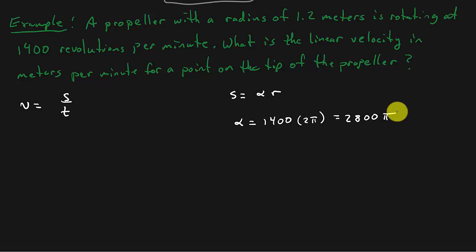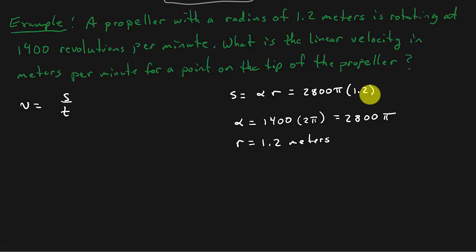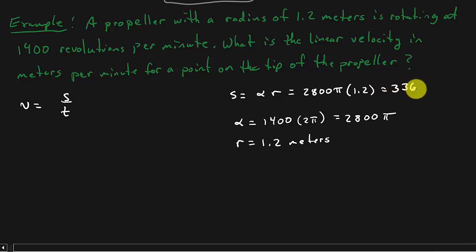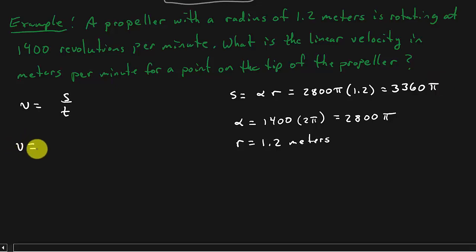And remember, that's radians. And do we know R? Yes, let's see. R, they tell us, is 1.2 meters. Okay. So S would be what? 2800 pi times 1.2. That's all S is, the arc length. So let's see, we got 2800 times 1.2. That is 3360 pi. So that's S. And so we're going to get V is S, which is 3360 pi.